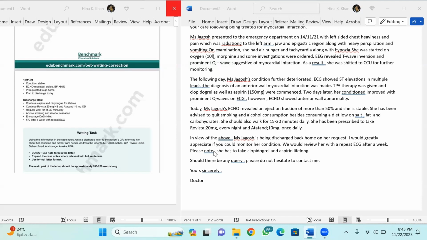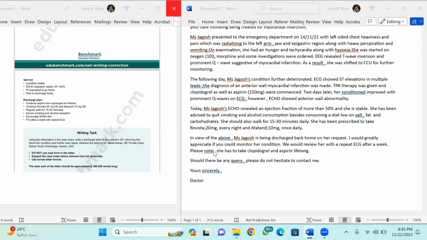You can write in the end also, in view of the above, when you are summarizing everything to the GP, please encourage her for the DASH diet. Please note she has to take this medicine lifelong, which means the GP should not stop this medication. I was unsure about Rovista and Atacard, otherwise I would have mentioned it over here: please note that she has to take this lifelong, along with Rovista and Atacard.